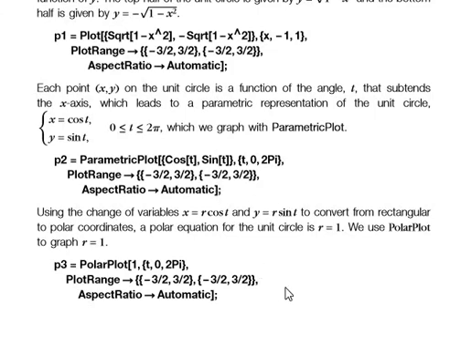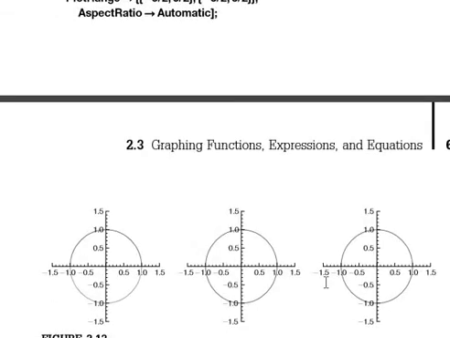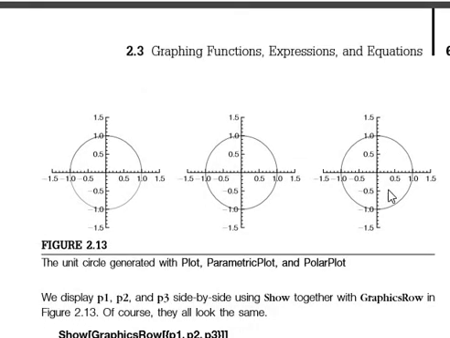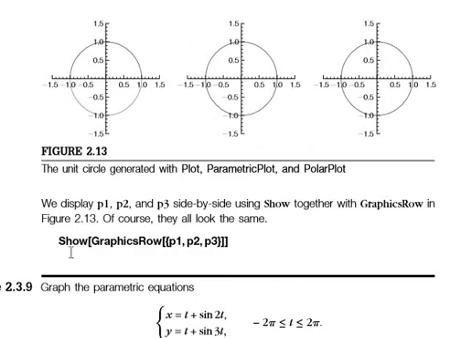Now if we want it in polar, this one is another plot. Now this one is p1, p2 and p3. You can watch all of the results in this one. Here we use the command GraphicsRow with p1, p2 and p3.